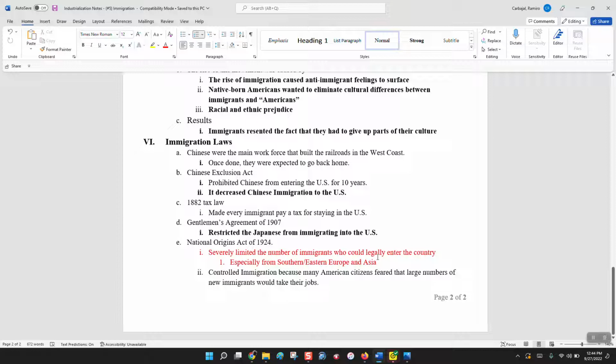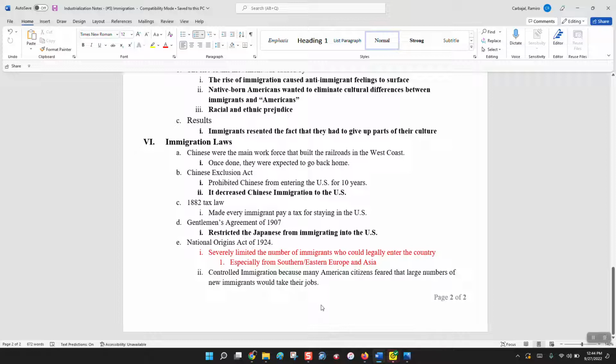Now, what they basically did is they said, we will give every country a certain number of immigrants that you can send legally to the US. But once that number is reached, you can no longer send people here. So this is going to be done again because many Americans were very upset that so many immigrants would come in and take their jobs. So now each country has a number. And that is very similar to the system that we have today.